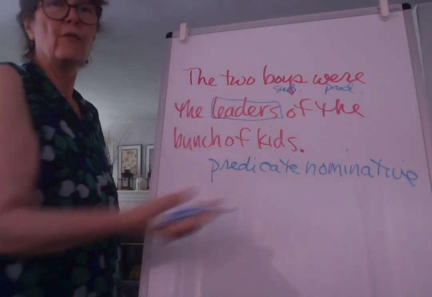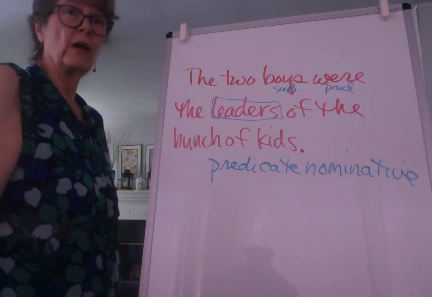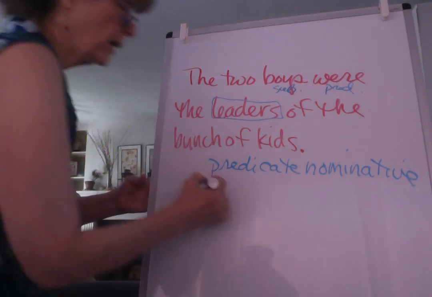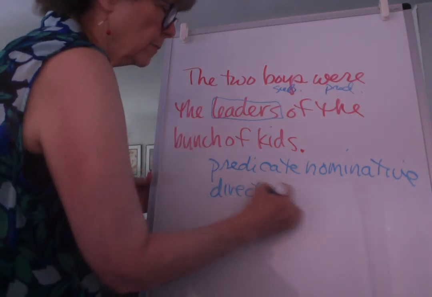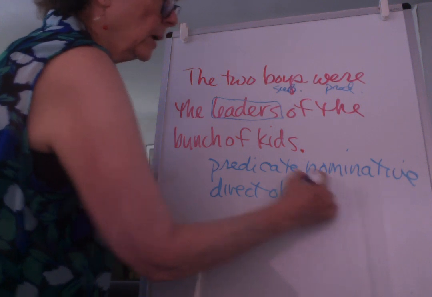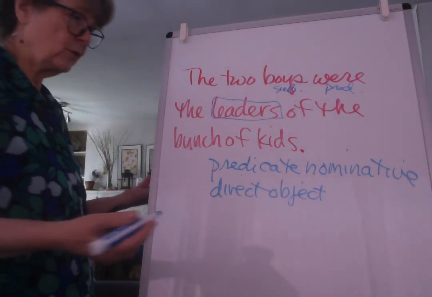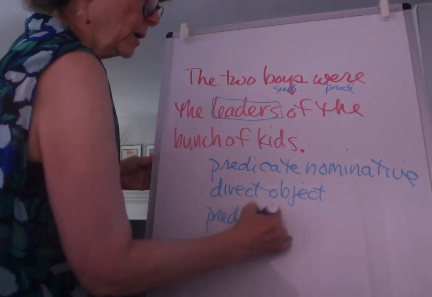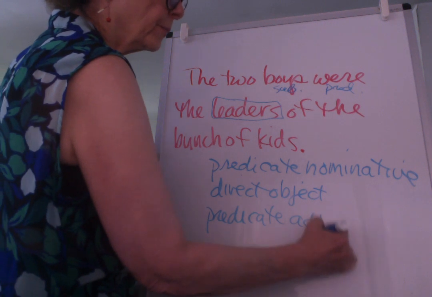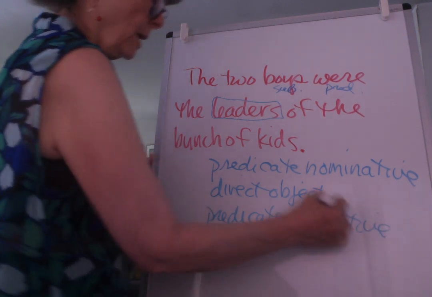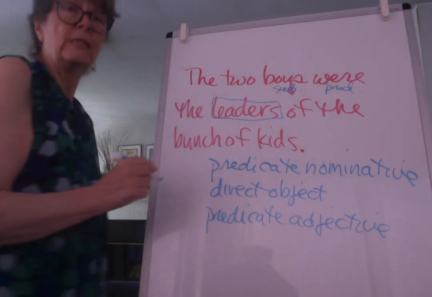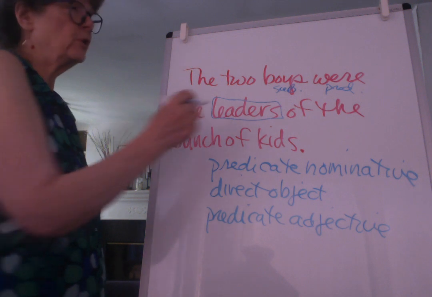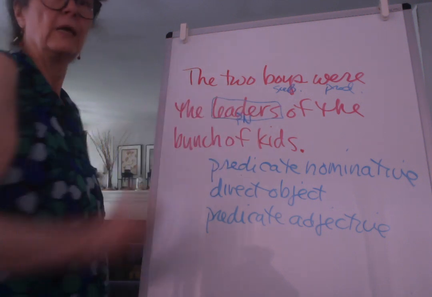Now, again, you will never need to remember that term for the GED or the HiSET. All I want you to remember is that what looks like a direct object in a sentence might not be a direct object if it's not a noun or a pronoun. If it's an adjective, it might be a predicate adjective. And if it's a noun, but it renames or restates the subject, then it's a predicate nominative. So this is a predicate nominative, PN.